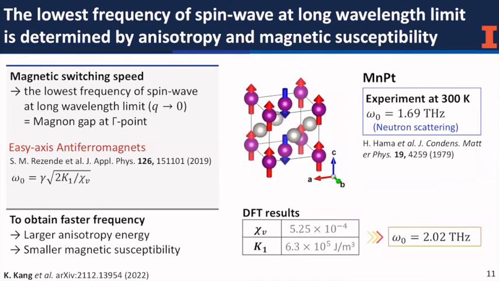I put one more step on another example with manganese platinum. This manganese platinum is an easy axis antiferromagnet, so it has only one frequency value. And this magnon gap is measured by inelastic neutron scattering. And the simulated DFT frequency shows a good agreement with these measured values. So this kind of result verifies that our method can predict the speed of the magnetic memory device pretty well.